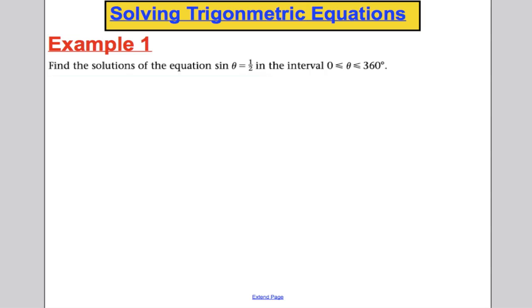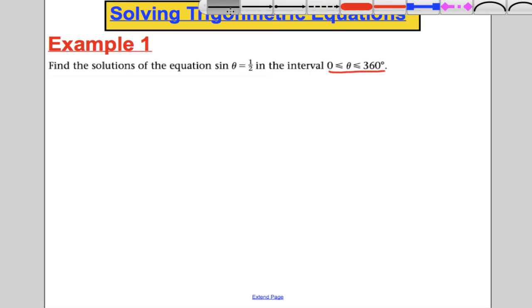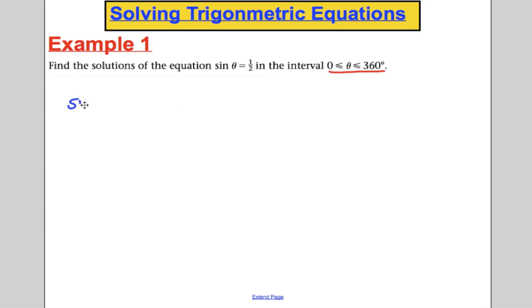We're trying to solve sine theta as a half in between 0 and 360. Okay, first thing you do is, you're trying to solve sine theta is equal to a half. You find what's called the principal value by doing the inverse sine of a half on your calculator, and you get that is equal to 30 degrees.